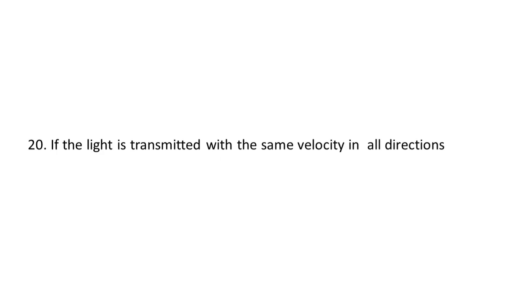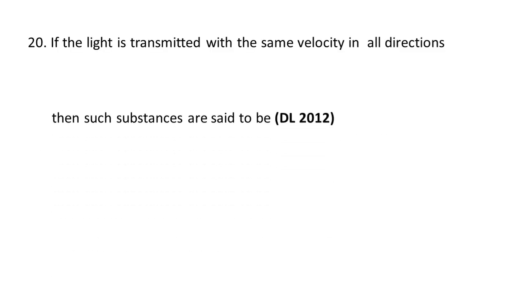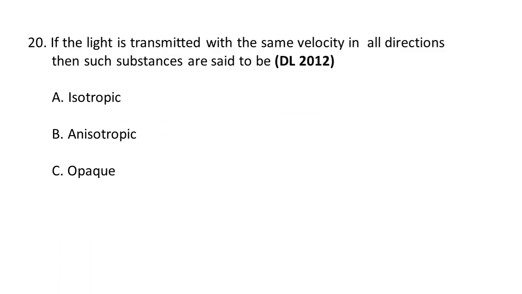Next question. If the light is transmitted with the same velocity in all directions, then substances are said to be A. isotropic, B. anisotropic, C. opaque and D. transparent. If light is transmitted with the same velocity in all directions, then such substances are said to be isotropic. A is the correct option. This means that the refractive index or the phase velocity of a wave is the same in all directions, hence isotropic. So A, isotropic, is the correct option.